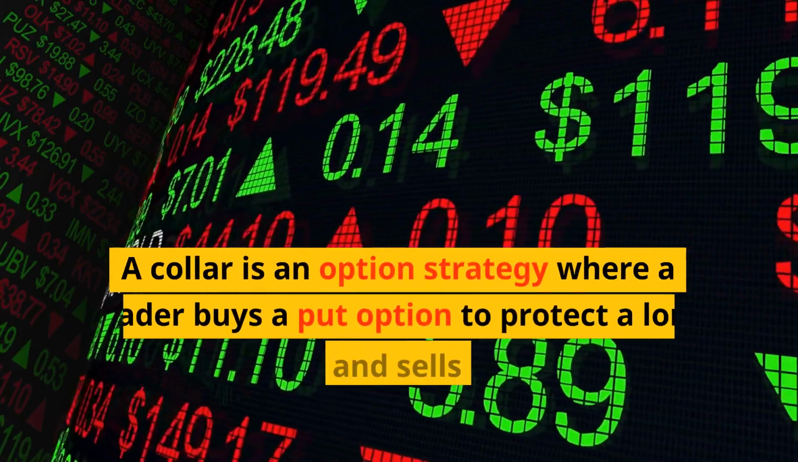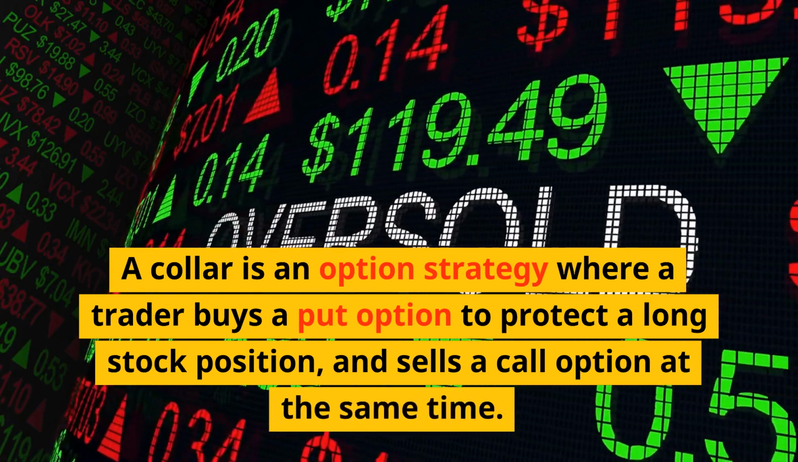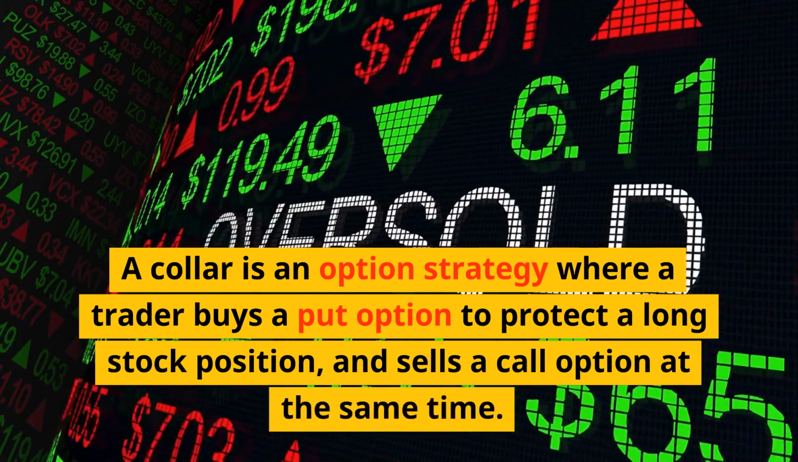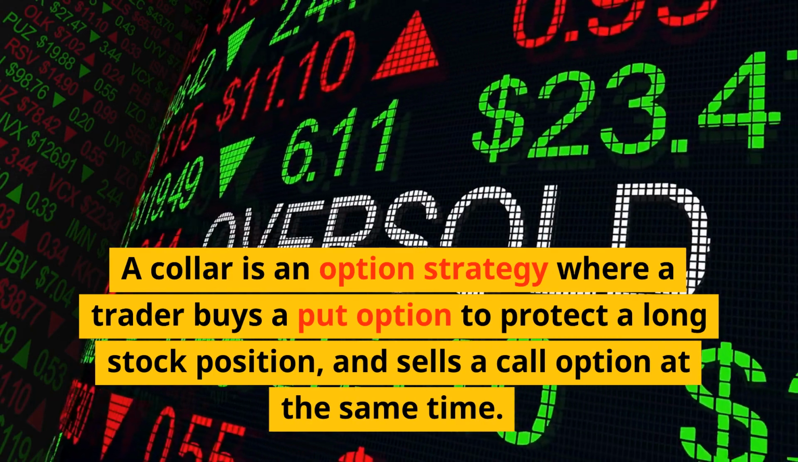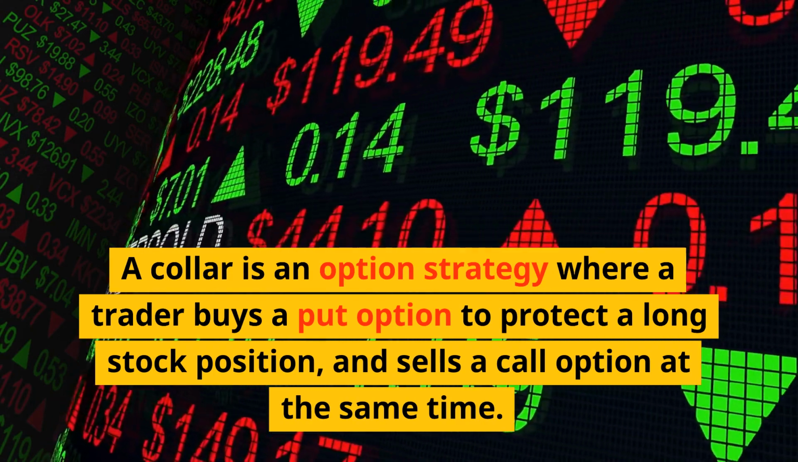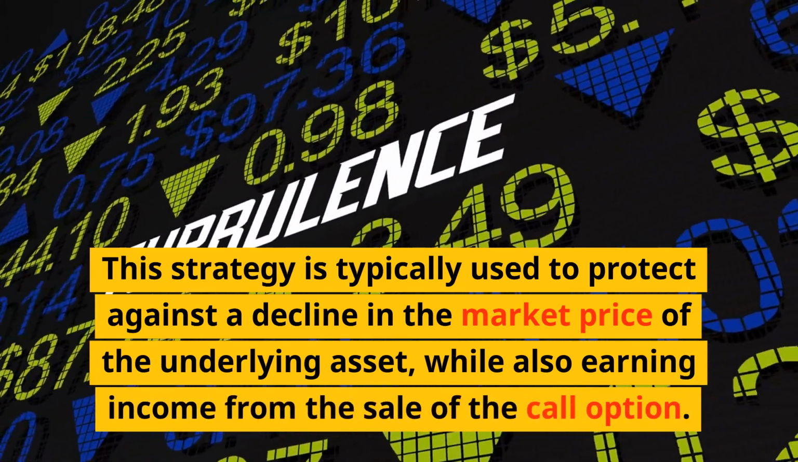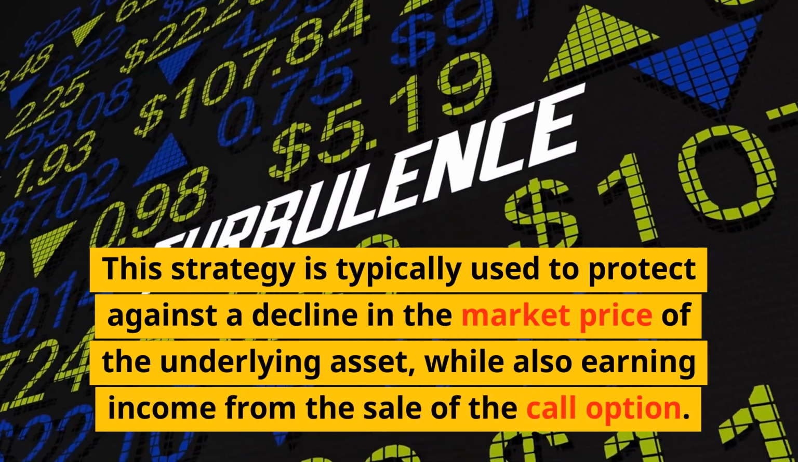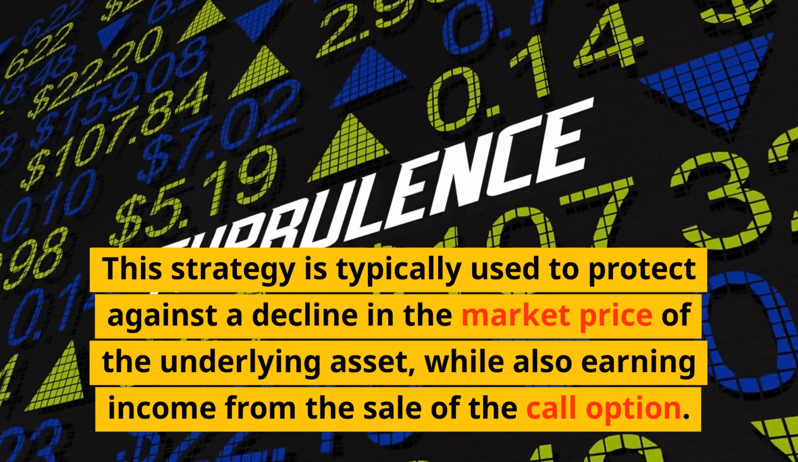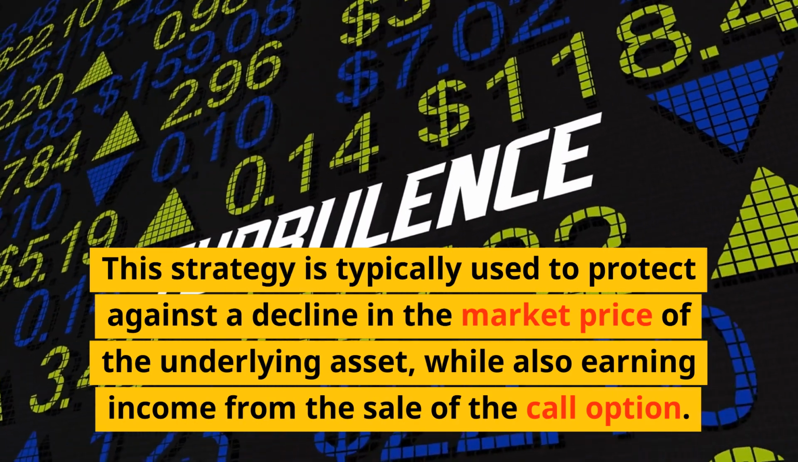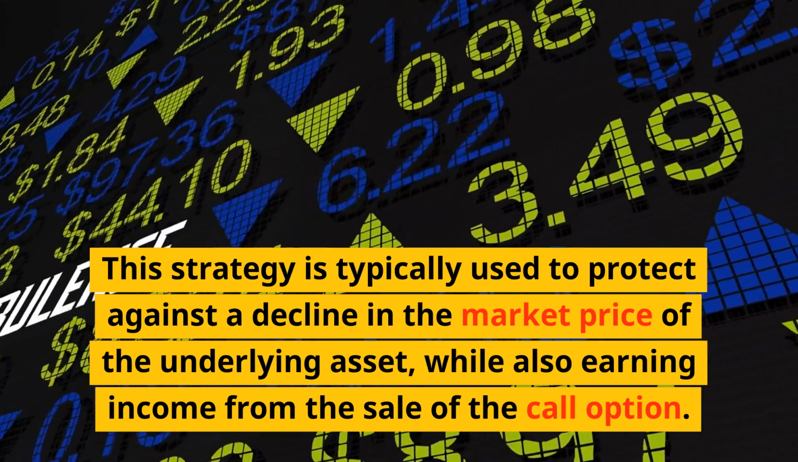A collar is an option strategy where a trader buys a put option to protect a long stock position and sells a call option at the same time. The strategy is typically used to protect against a decline in the market price of the underlying asset, while also earning income from the sale of the call option.